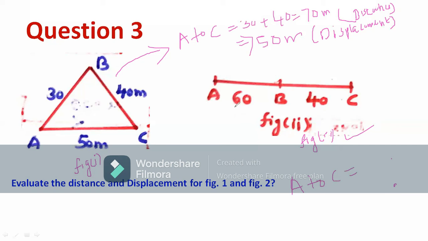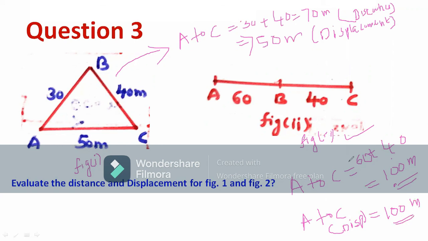Distance. Please calculate. 60 plus 40. Better write 60 plus 40 only. Systematically do it. How much is it? 60 plus 40 is equal to 100 meter. This will be the distance between A and C. What about the displacement? Distance and displacement is same here because it's a straight line path. So A to C displacement is equal to how much? Displacement. Same value. Displacement is also 100 meter.